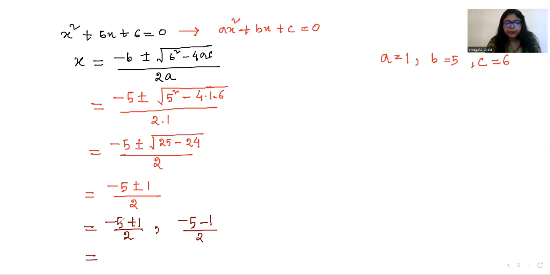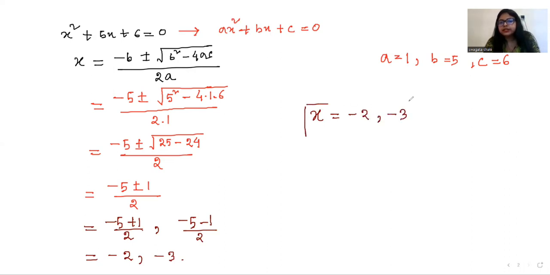So here we will get minus 5 plus 1, it will be minus 4 by 2, that means minus 2, and minus 5 minus 1, it will be minus 6 by 2, that means we will get minus 3. So x is equal to, the solutions are minus 2 and minus 3.